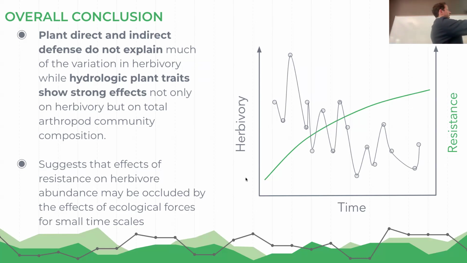But maybe as time goes on, we may see greater resistance in these plants, and those resistance traits may actually appear and become less occluded by the interannual variation from these ecological forces in shaping these arthropod communities.